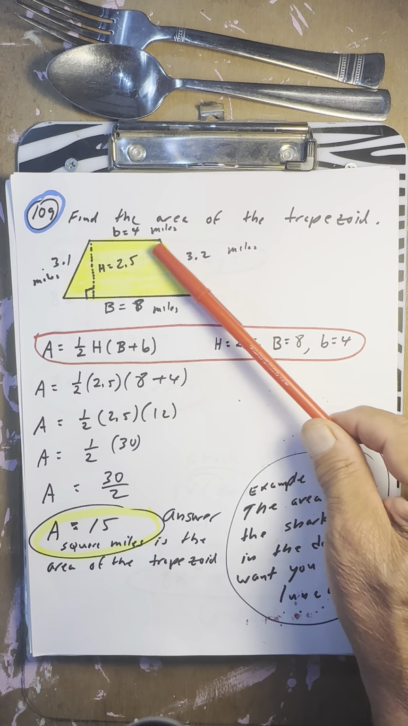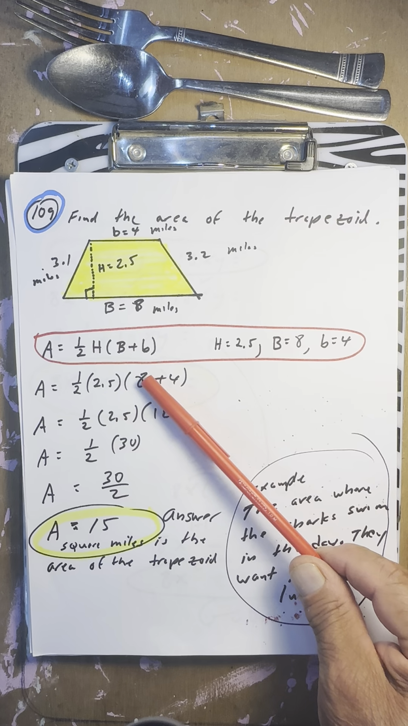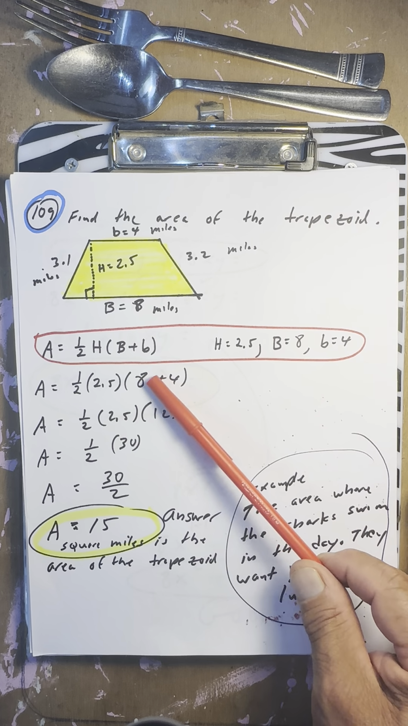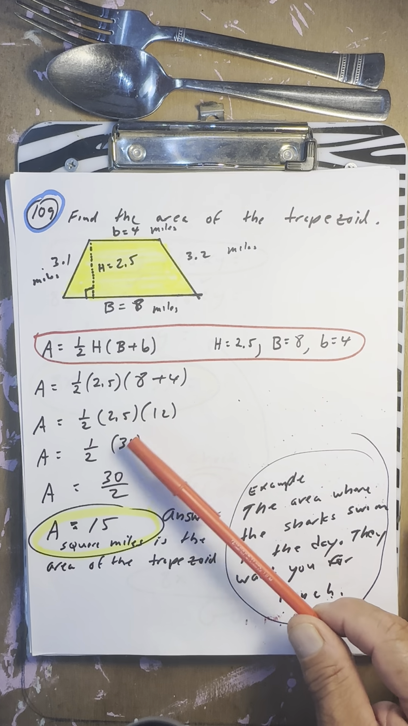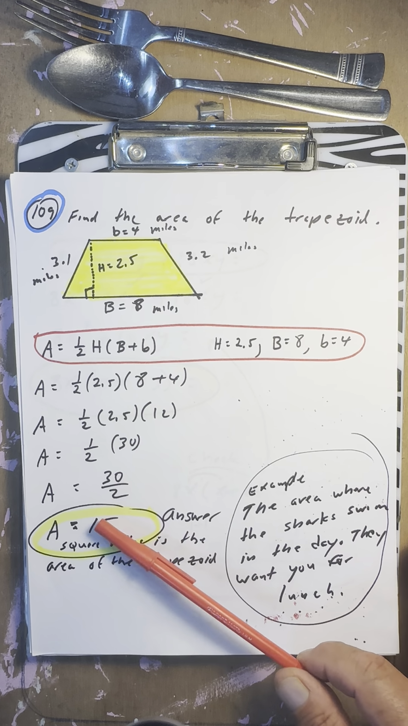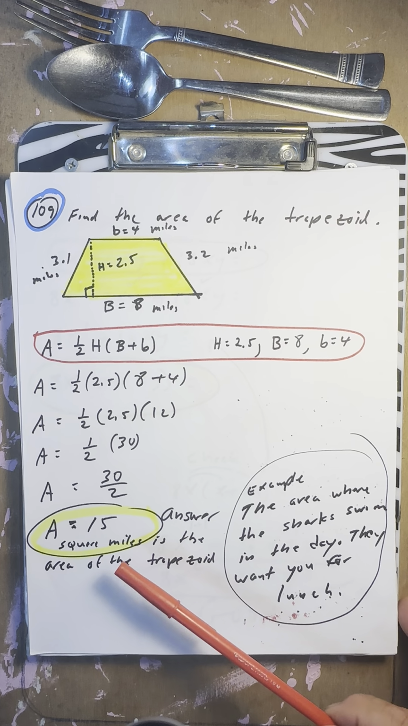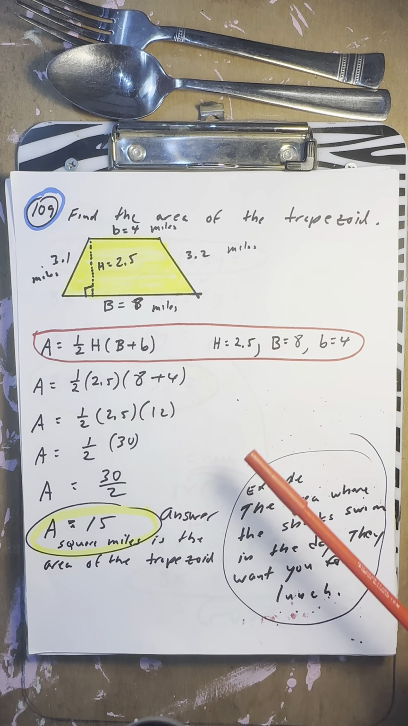How do you find the area of this? You're going to use this formula here: 1/2 of 2.5 times (8 plus 4). So that's going to be 12, and 2.5 times 12 is 30. Now 1/2 of 30 is the same thing as 30 over 2. Divide those numbers, and guess what? The area is 15. So there's 15 square miles is the area of that trapezoid.